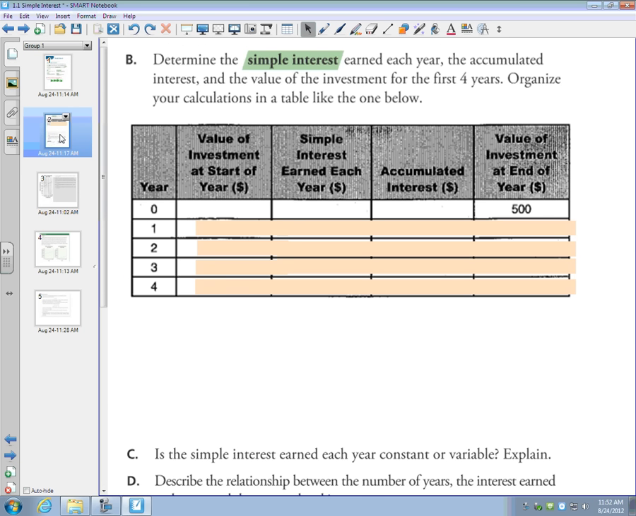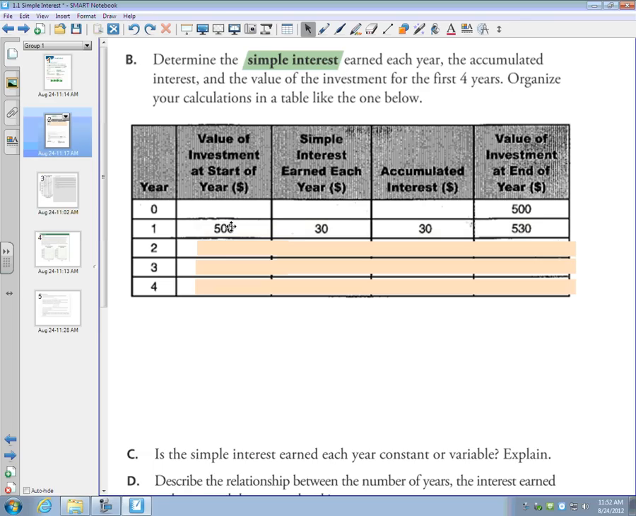Determine the simple interest earned each year, the accumulated interest, and the value of the investment for the first 4 years, and we're going to organize it in a table. So year 0, they put $500 in. We already did this first one. With $500, they earned $30 interest. So far, all the interest they have is $30. And at the end of the year, they really have $530.